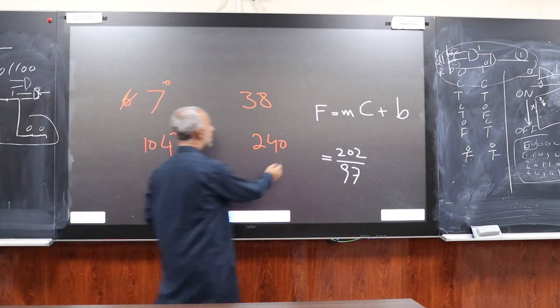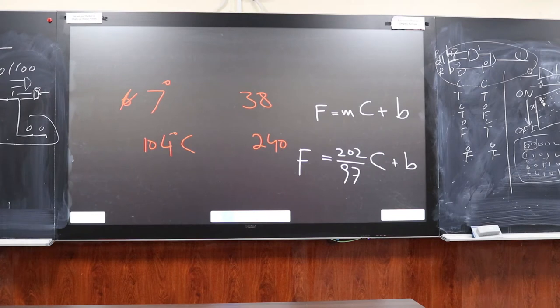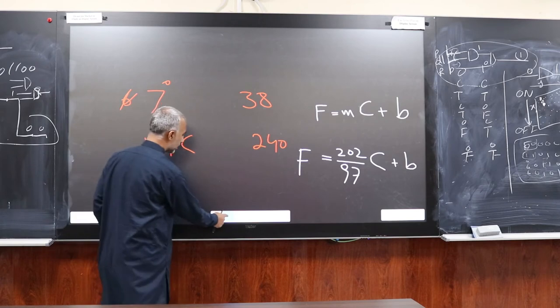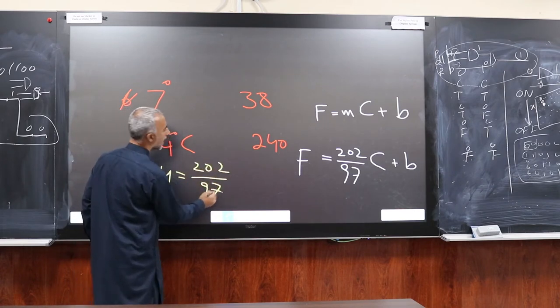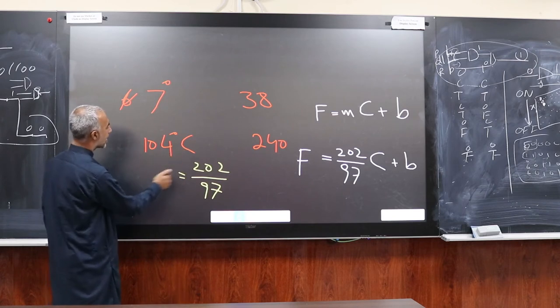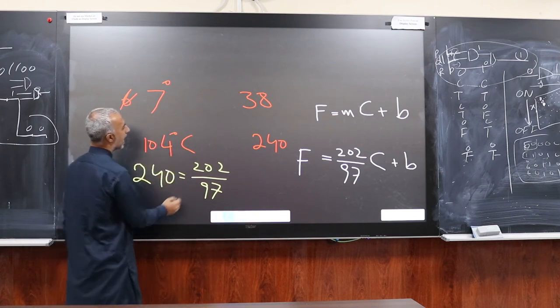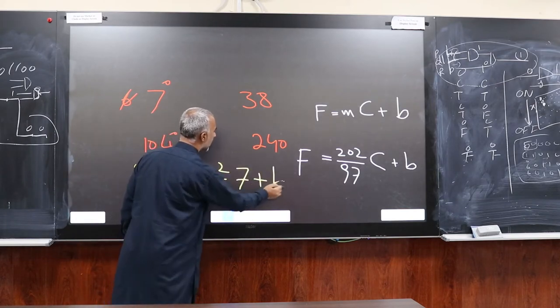Now we have these values. I am asking this question to some of the students. What is your name, please? Iman. Could you please tell me how we can determine the intercept b? Sir, if we substitute the values of Fahrenheit and Celsius, then we can calculate. Okay, let me substitute the values: Fahrenheit 240 and Celsius 104. Can I write here 7 plus b? This 7 is also a value of Celsius.